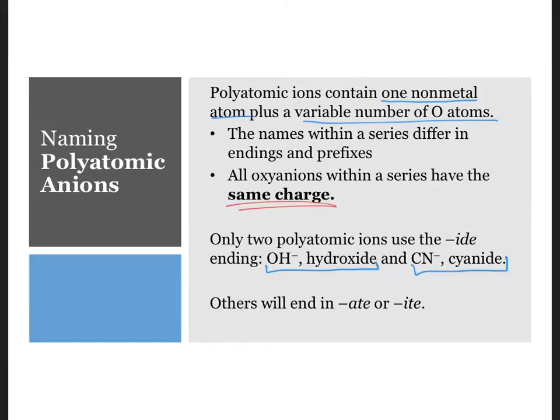Only 2 polyatomic anions end in IDE, hydroxide and cyanide. The others will be distinct because they'll end in ate or ite. Let's take a look at what I mean.